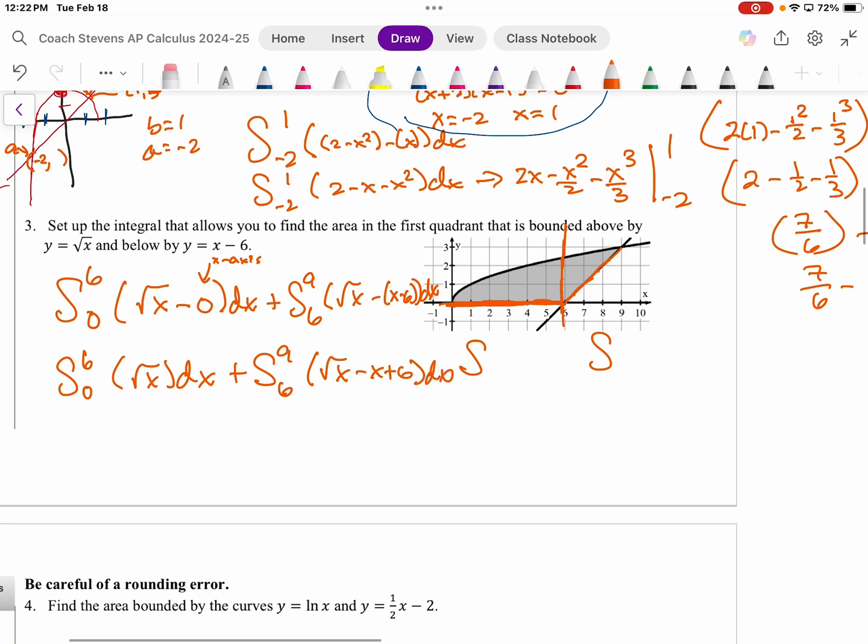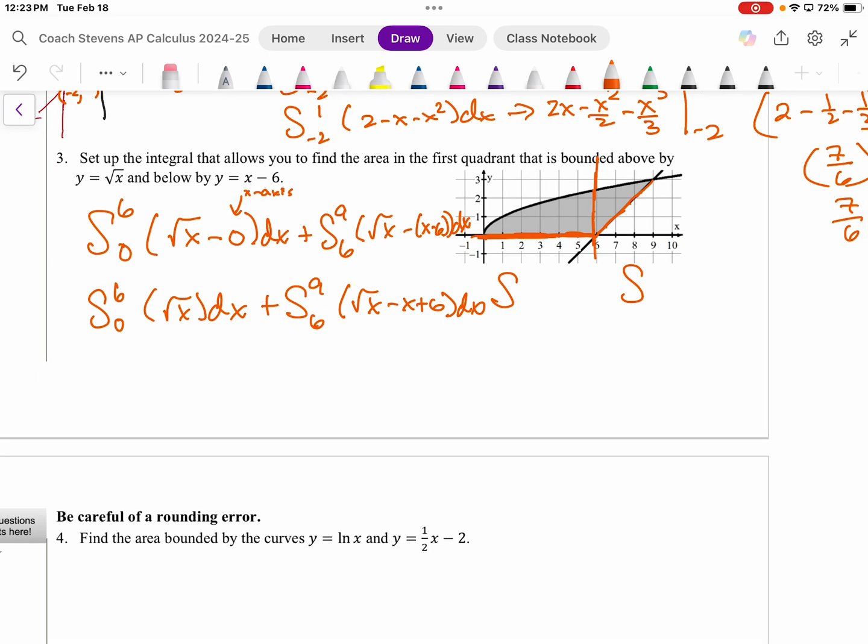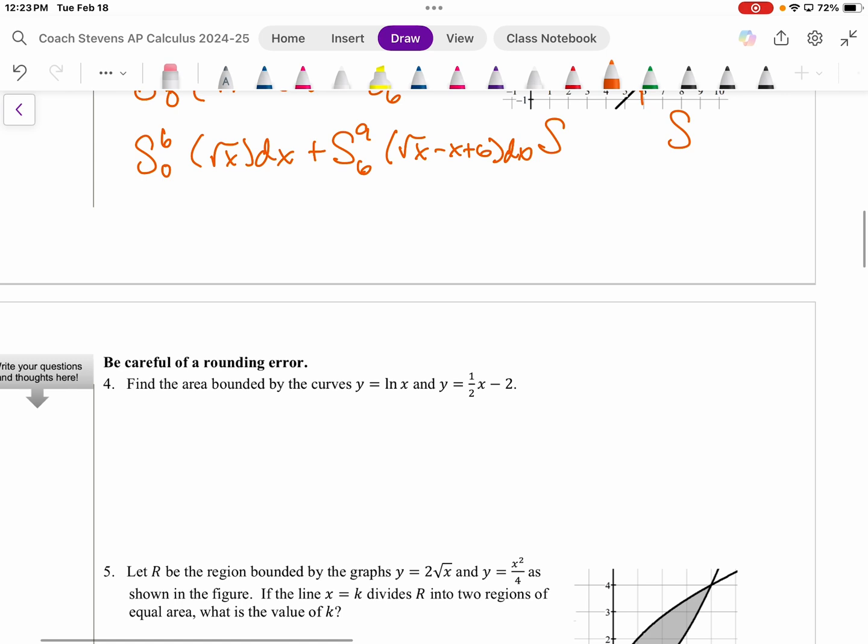They did not ask me to find the area. We can. You can type that into the calculator for Math 9, and you can do both of them. You can do the first one plus the second one in the calculator if you want to. Questions so far?